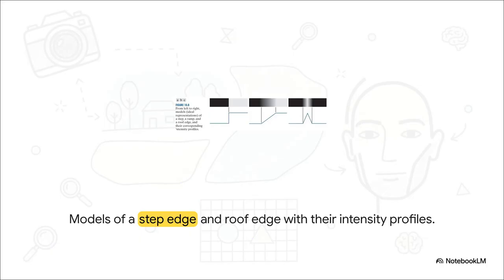If you trace your eye across the different models here, you'll see exactly how a computer mathematically represents these different types of edges. On one hand, you have a step edge, which basically looks like a sheer cliff face on a graph. Then you have a ramp edge, which is a much more gradual slope, representing a softer, blurrier transition. And finally, there's a roof edge. This one spikes straight up and immediately drops back down, kind of like a thin sliver of light in an otherwise completely dark room.